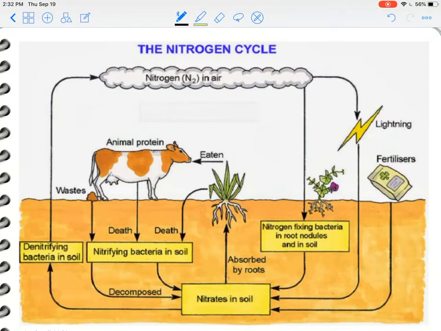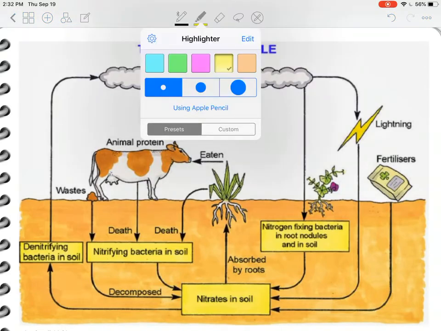So the title of the diagram is the nitrogen cycle. And anytime I see cycle, I think of a circle. It's something that repeats itself over and over. You will see arrows again. These are very important arrows. And I think before I even get started, I'm just going to go ahead and look at my arrows.